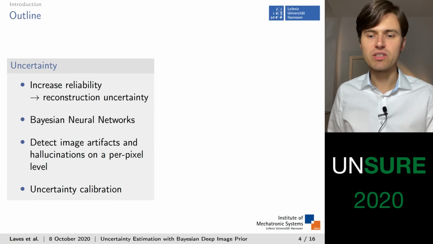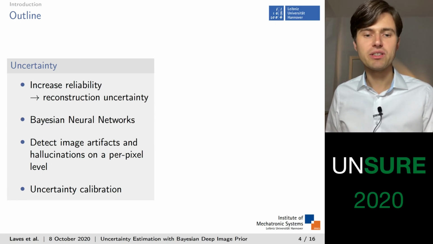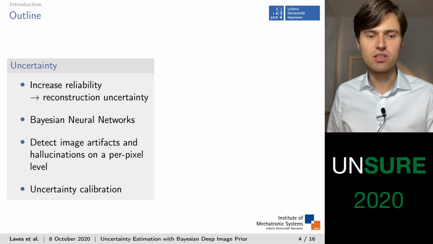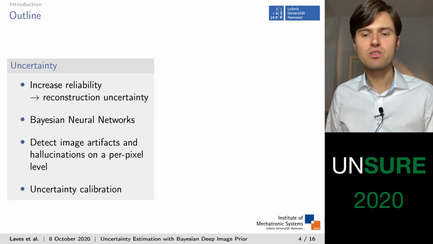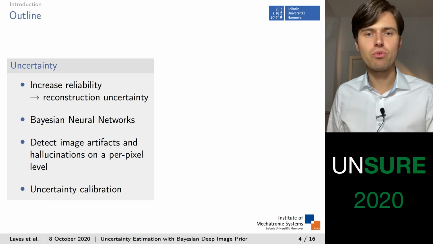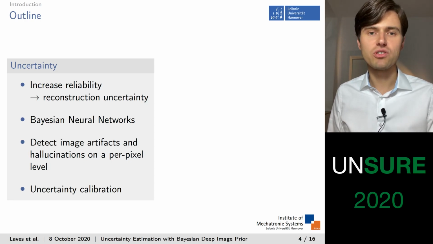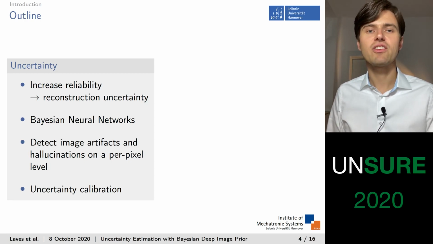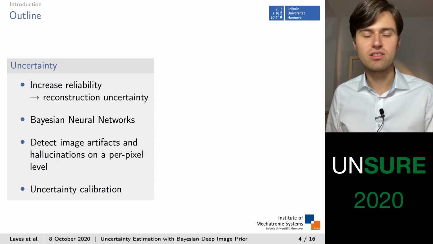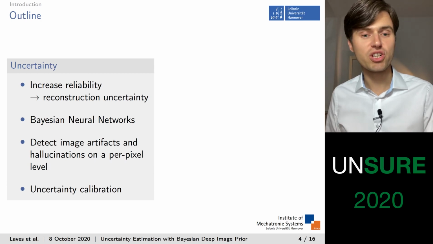And to further increase the reliability in the denoised medical images, the reconstruction uncertainty has to be considered. Bayesian neural networks provide the mathematical framework to quantify a per-pixel reconstruction uncertainty. This allows the detection of hallucinations and other artifacts given that the uncertainty is well calibrated. That is, the uncertainty corresponds well with the reconstruction error.